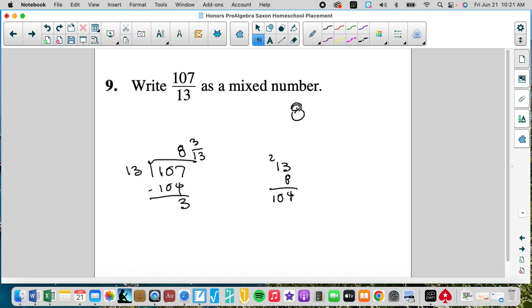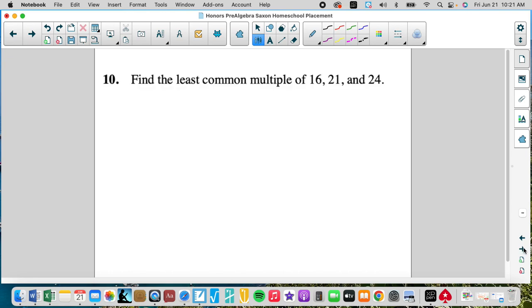So 8 whole with 3/13 left over. And make sure this fraction is reduced. You would never want to leave it as an unsimplified fraction. So 8 3/13. Number 10, find the LCM, least common multiple, of 16, 21, and 24.